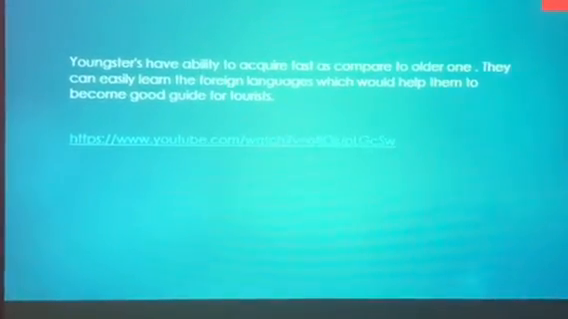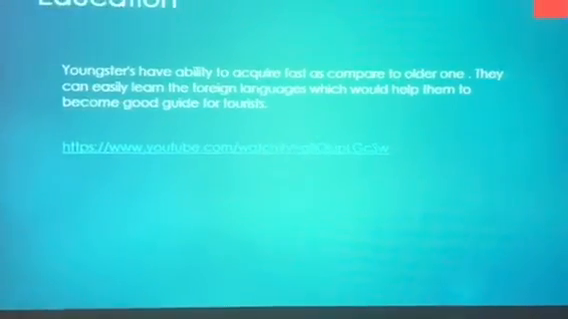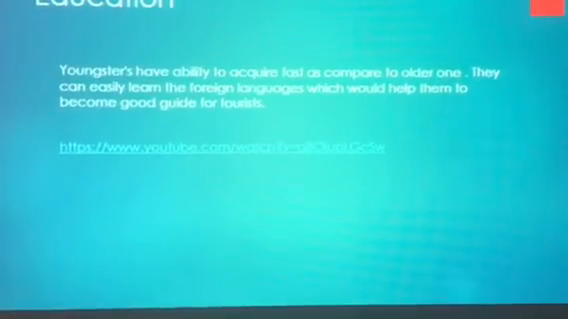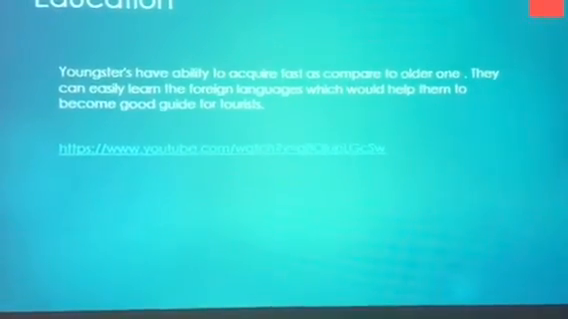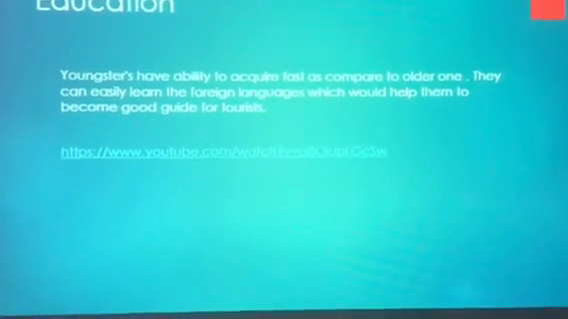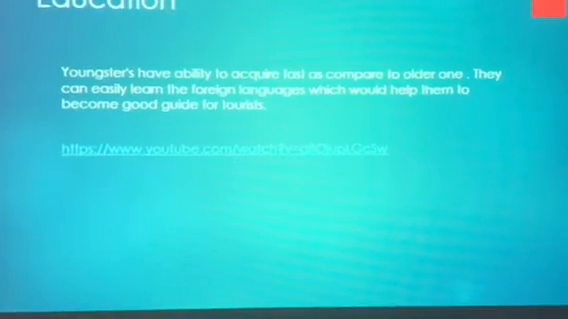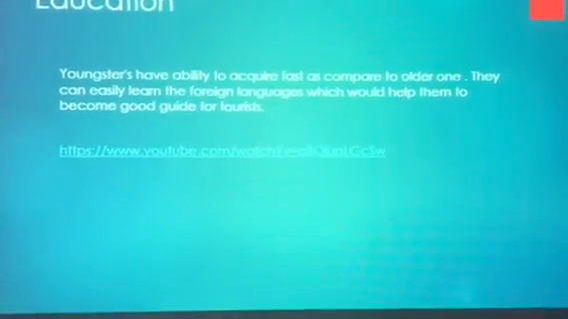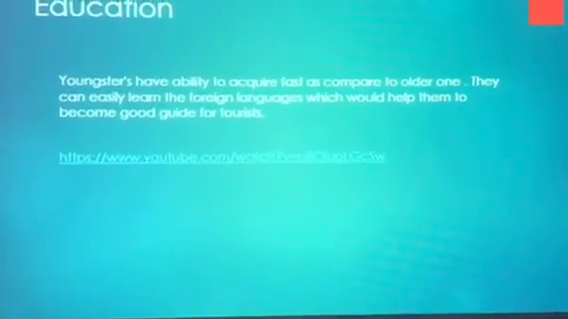Youngsters have the ability to acquire things fast as compared to older people, so they can easily learn foreign languages, which would help them to become good guides for tourists, and it will also help them to earn their bread and butter. I have posted a video, so you can watch this video, of how a young boy has knowledge of 8 to 10 languages while interacting with the tourists.